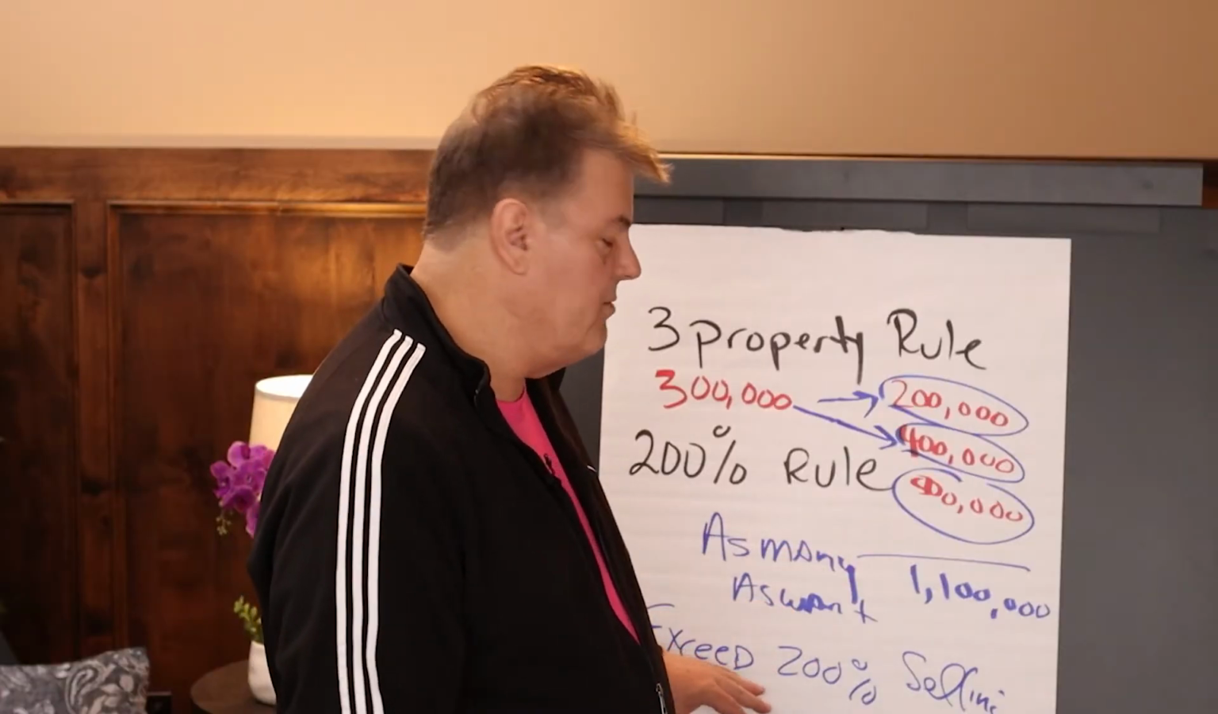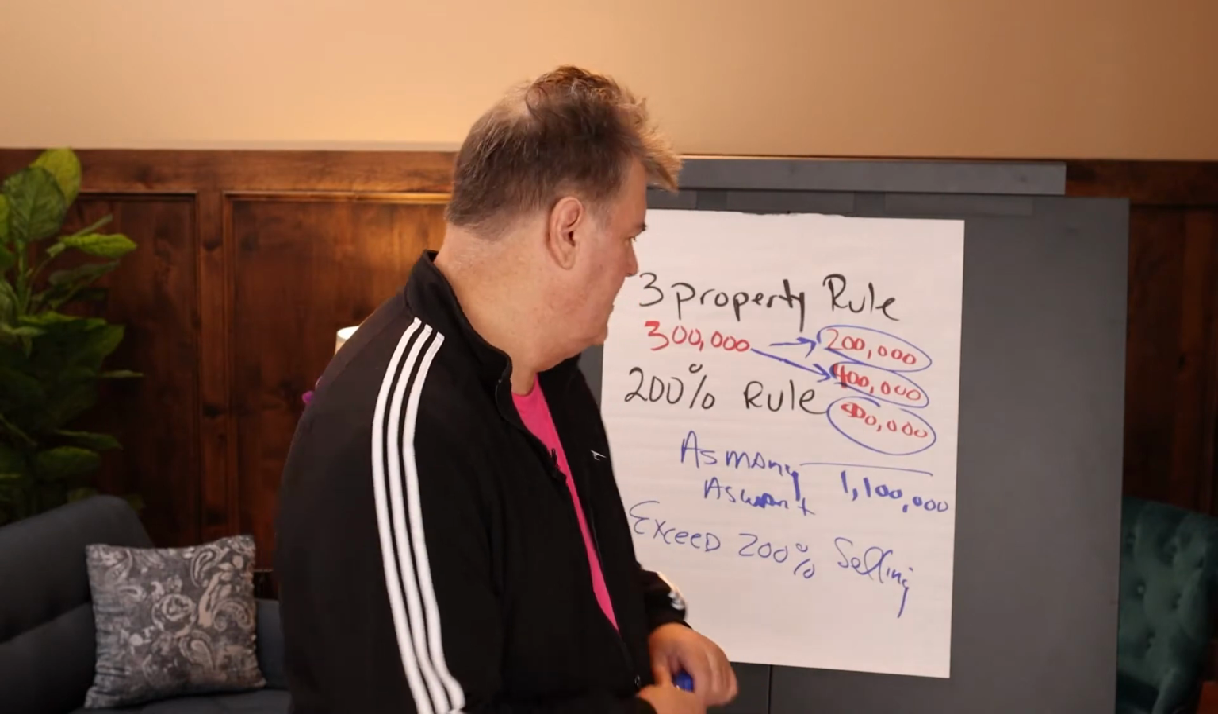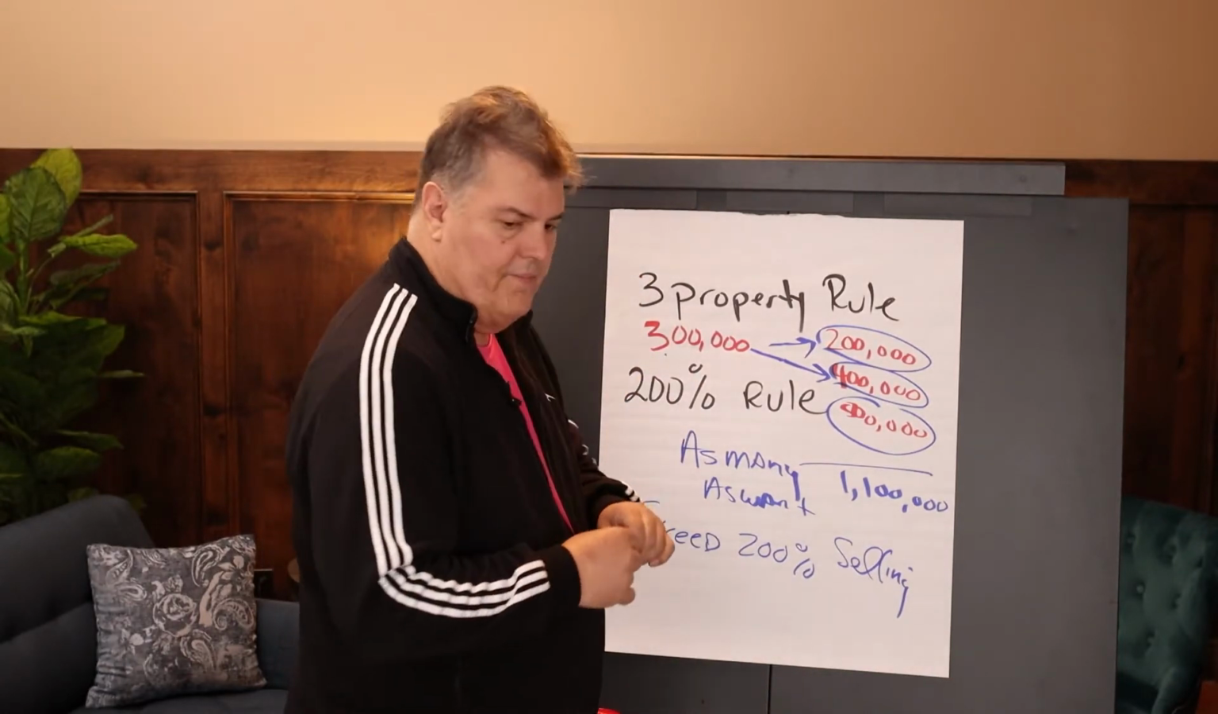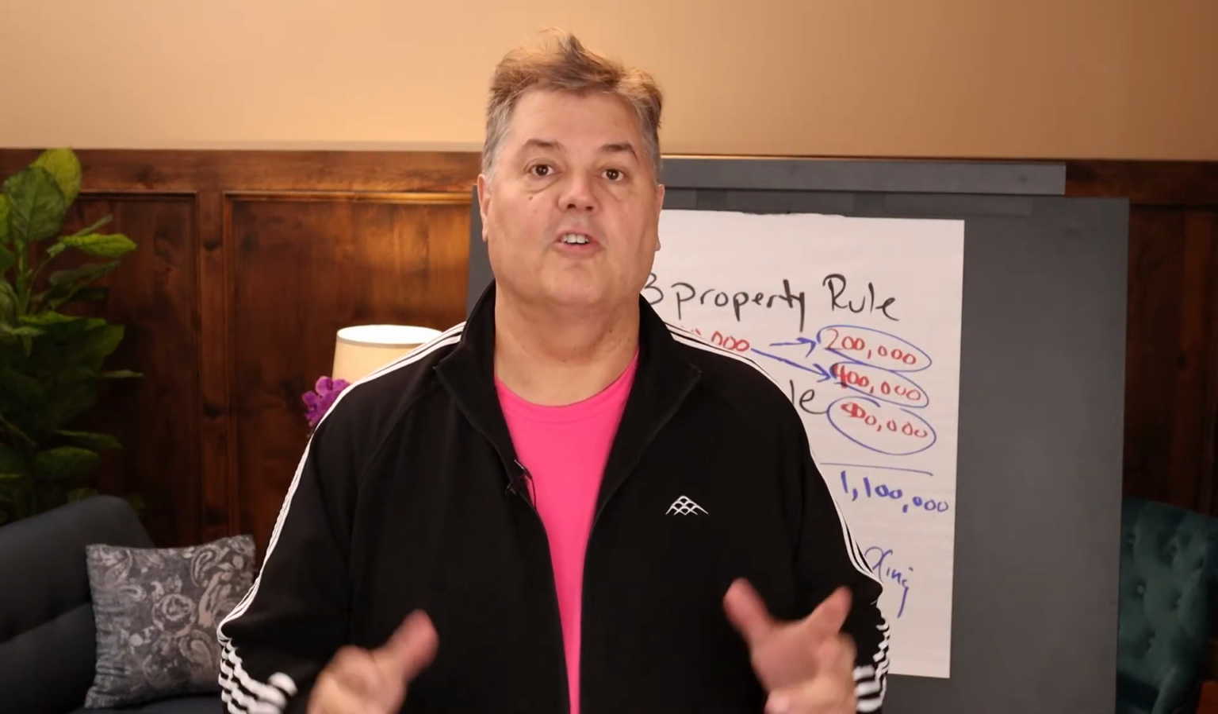But on the 200% rule, I could potentially buy 10 properties, but they can't exceed what? 200% of this, right? So 200% of the value of the underlying property I'm selling, also called the down leg.